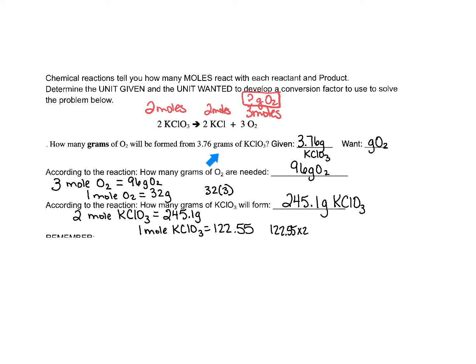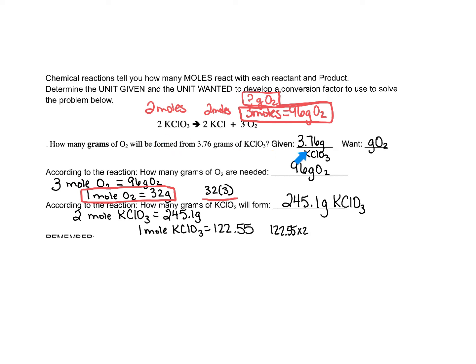So according to my chemical reaction, I have 3 moles of oxygen. Well, I can calculate that 1 mole of oxygen is 32 grams. Well, that would mean that if I do 32 times 3, that 3 moles of oxygen is 96 grams of oxygen. So that tells me that I need 96 grams of oxygen to get produced, and I need to know that relationship compared to KClO3.